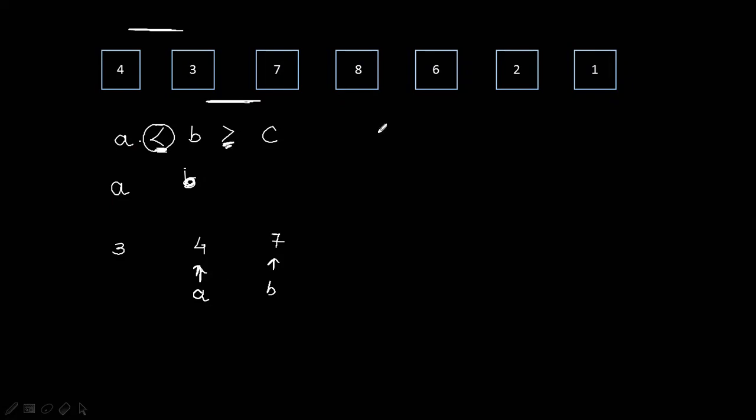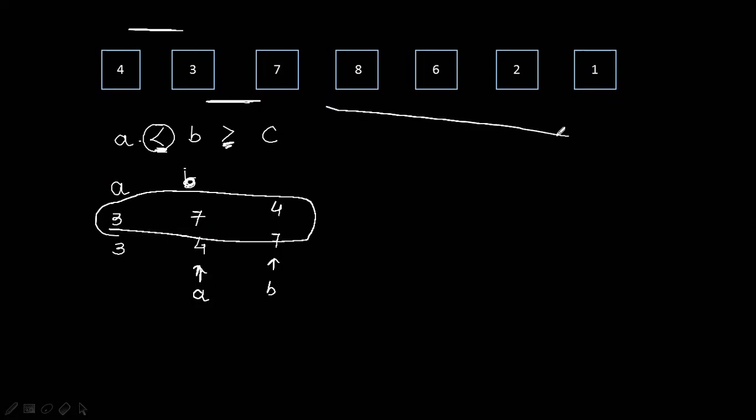Can I check the same thing: if A is greater than B? You see that no, it's not, so you swap it and find 7 and 4. So finally your array is 3 7 4, and the rest of the elements are as they were, 8 6 2 1. Now at least for this trio, is it holding the same equation, A less than B greater than C? Yes, it is.